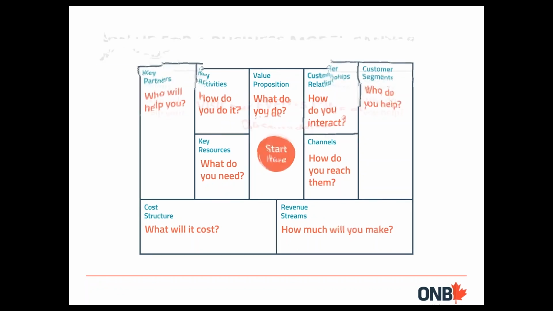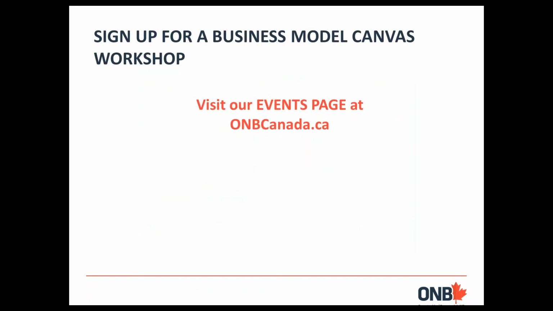So what are the next steps for you? Well, we do business model canvas workshops. All you have to do is visit our events page at onbcanada.ca. You're going to be able to sign up for the workshops that are happening around the province. We're planning to do 3. Space is limited with each one of those. So if you're a funding agency or support agency listening to that, we do private sessions also. So you could contact us directly.